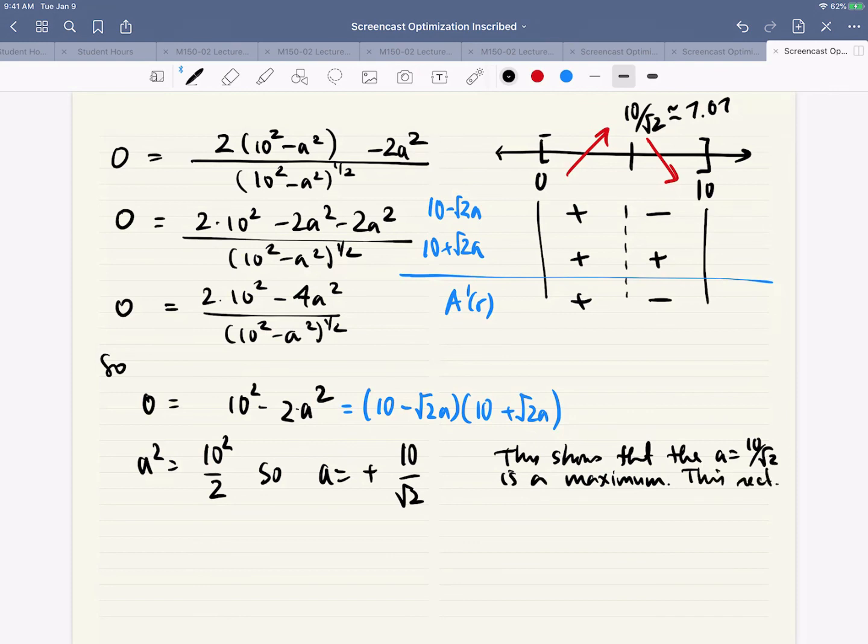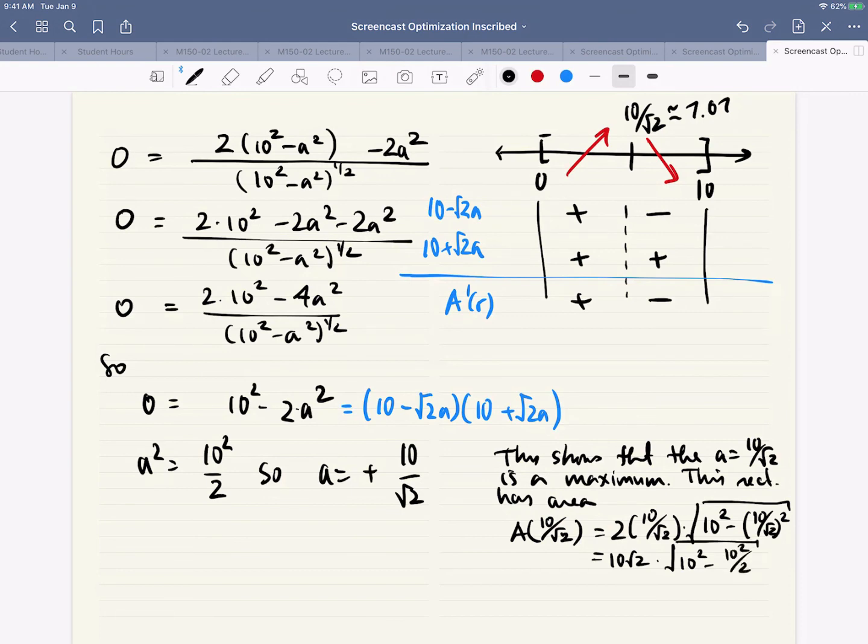This rectangle has a equal to 10 over root 2. And our area function was 2 times a times the square root of 10 squared minus a squared. So let's work this out. That's 20 over root 2, or if you like, 10 times root 2, times 10 squared minus 10 squared over 2, and 10 squared over 2, that's 100 over 2, that's 50. So we get 10 times root 2 times root 50, which is 10 times the square root of 100, which is 100. So the area of our largest rectangle is 100.